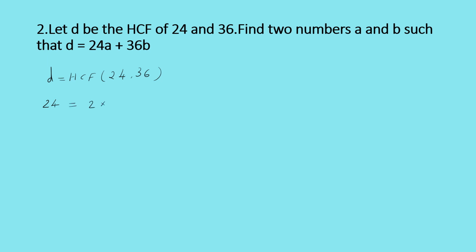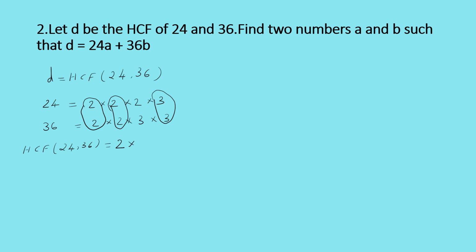24 can be written as a product of primes, that is 2 multiplied by 2 multiplied by 2 multiplied by 3. And 36 can be written as 2 multiplied by 2 multiplied by 3 multiplied by 3. Now you have to find HCF of 24 and 36, that is the factors which are coming in common. That is 2 is coming common, one more time 2 and one more time 3. So you are getting the HCF as 2 multiplied by 2 multiplied by 3, that is 12.